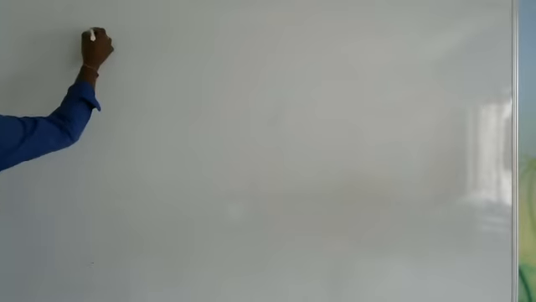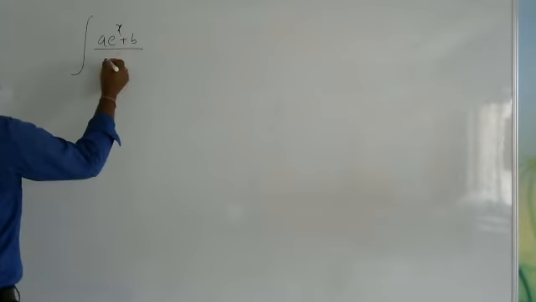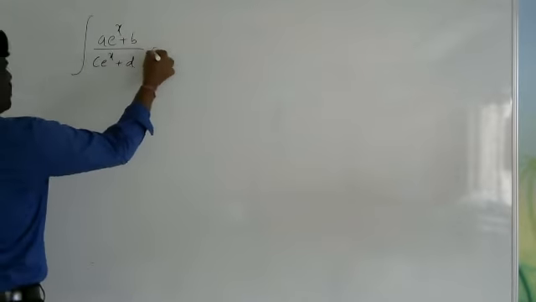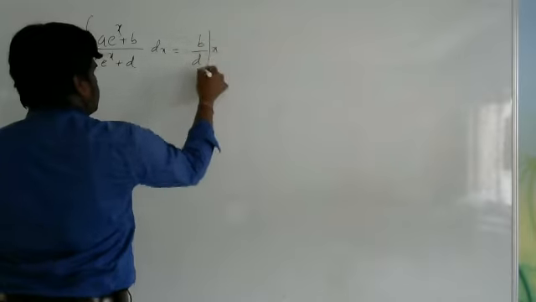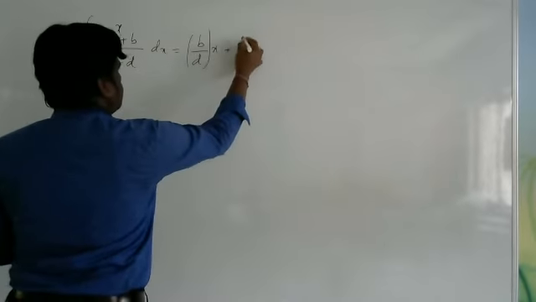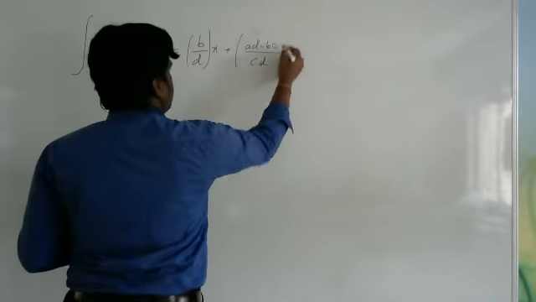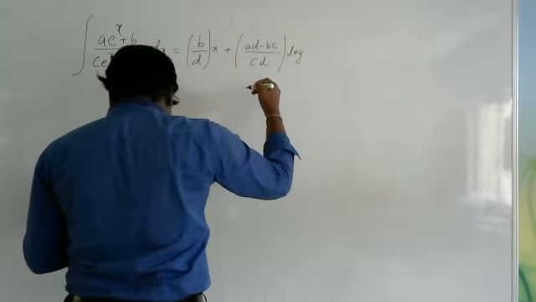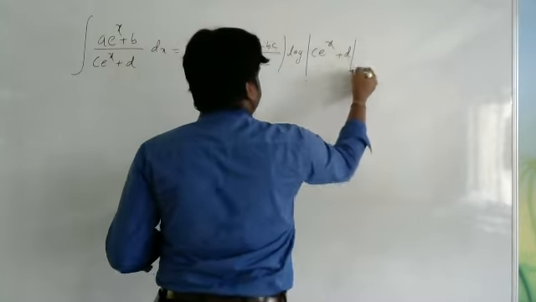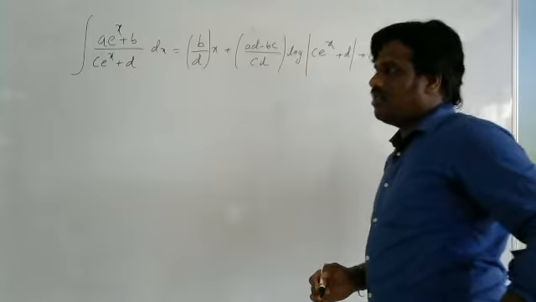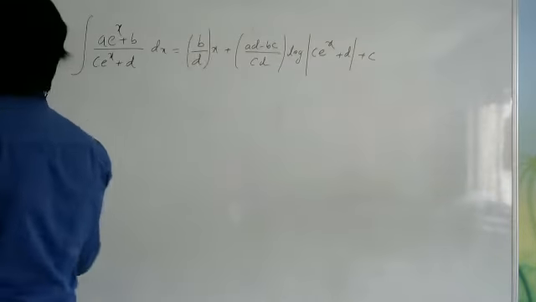Another form: if the question is the integration of a e to the power of x plus b by c e to the power of x plus d, then the answer is b by d into x plus ad minus bc divided by cd log mod c e to the power of x plus d. So this is the formula. Whenever the questions are in this format, such questions will be solved by this shortcut formula.